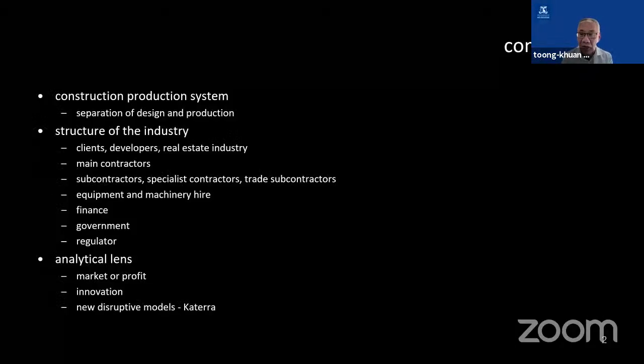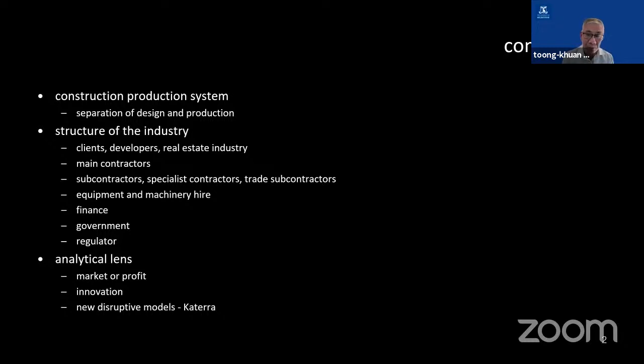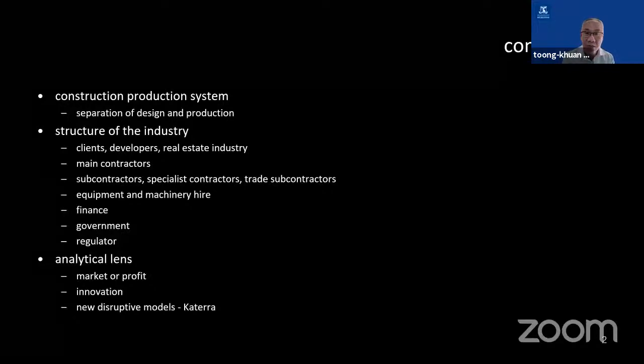Developers, real estate, industry, government, and home owners. We will talk about main contractors. Then we will look into the subcontractors, specialist contractors, and trade subcontractors. We will define all these subcontractors as we move along.